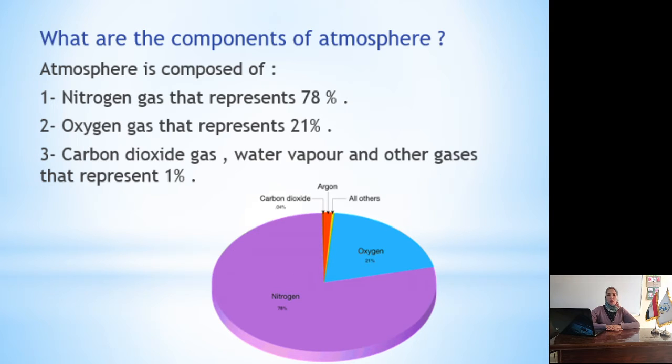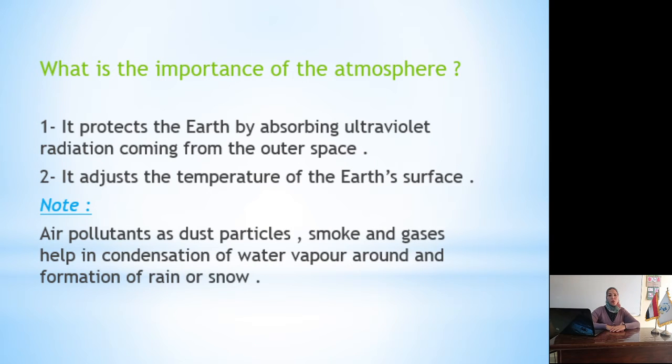The component nitrogen represents 78%, oxygen represents 21%, carbon dioxide, water vapor and other gases represent 1%. What's the importance of atmosphere? First, it protects the Earth by absorbing harmful rays like ultraviolet rays, adjusts the temperature of Earth. Air pollutants as dust particles, smoke gases help in condensation of water vapor, forming rain and snow.